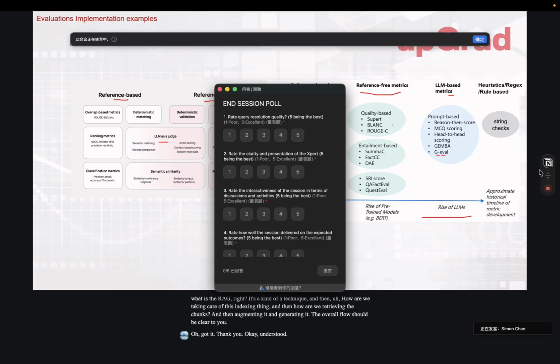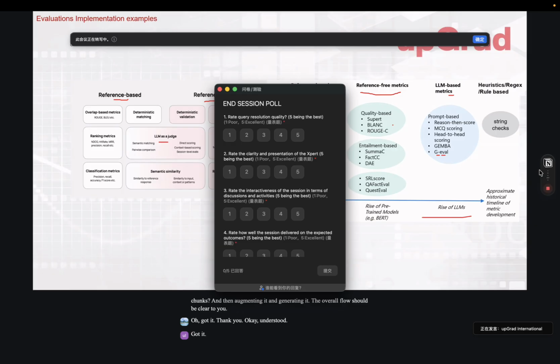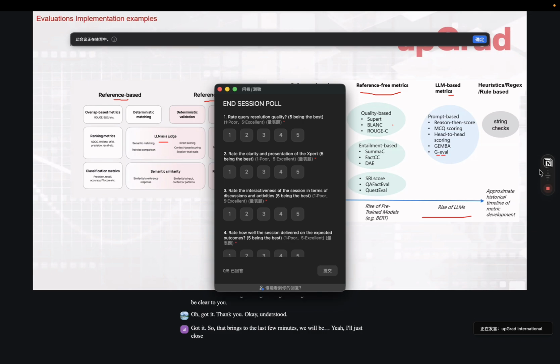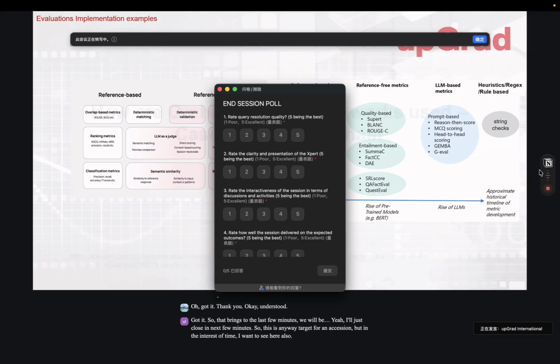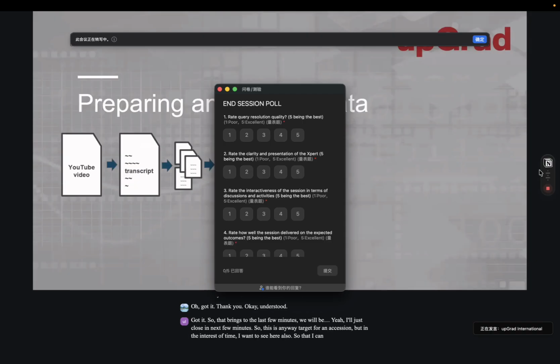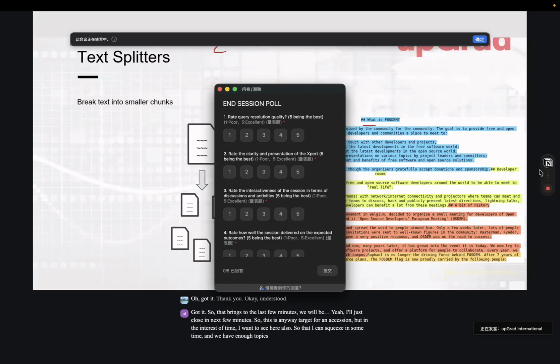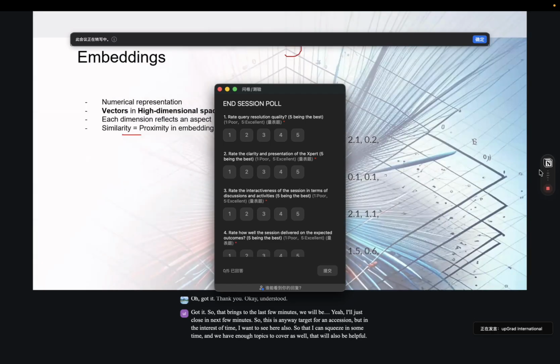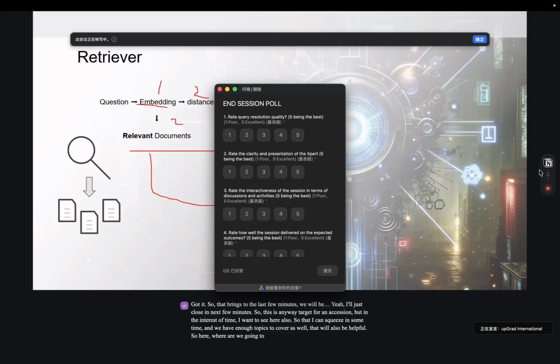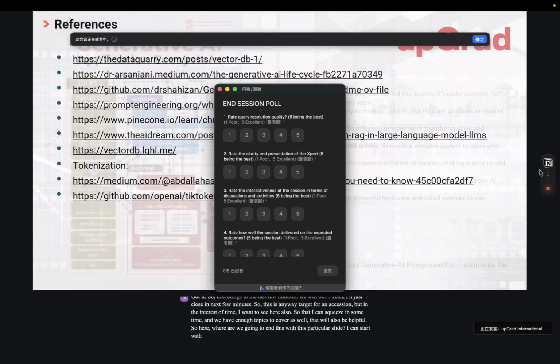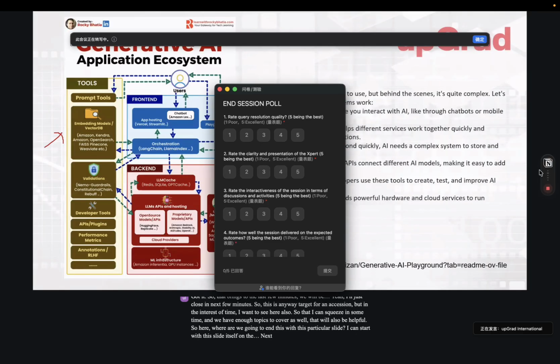Okay, understood. So that brings us to the last few minutes. I'll close in the next few minutes. This is anyway the target for the next session, but in the interest of time I want to show this here, so that I can squeeze in some time, since we have enough topics to cover. I can start with this slide itself in the next session a week later. But let's understand the bigger picture.